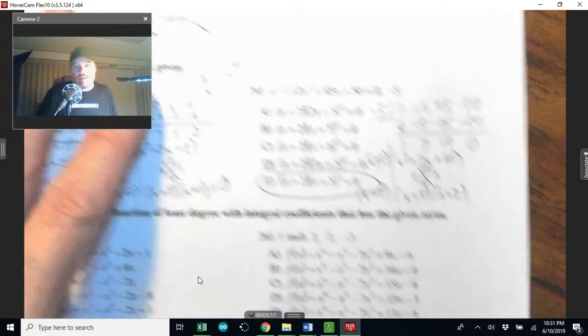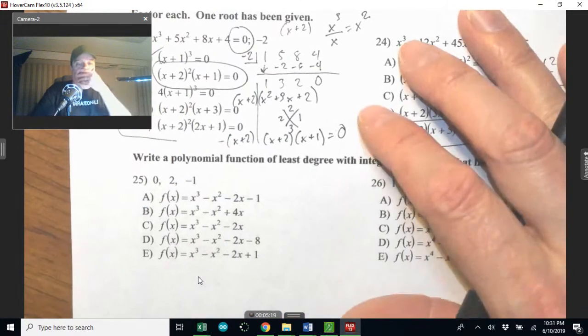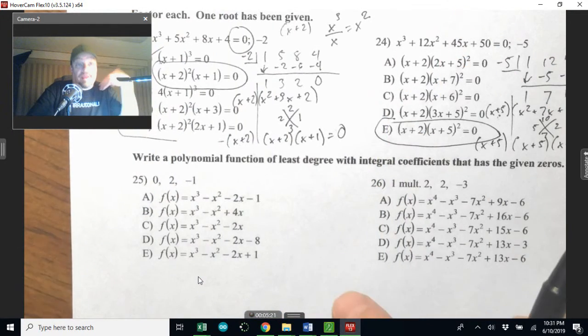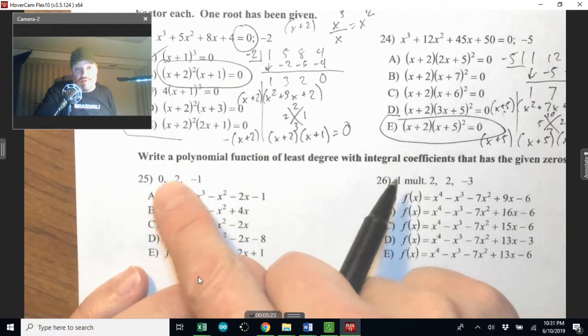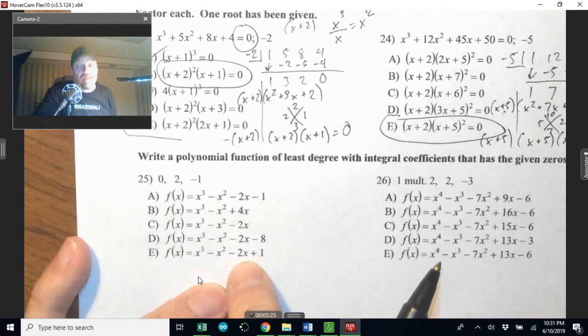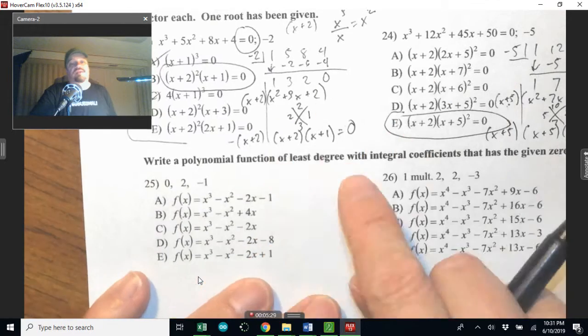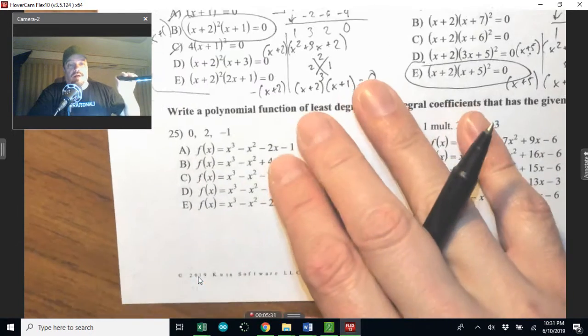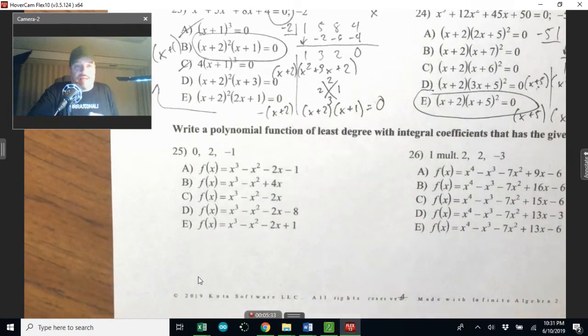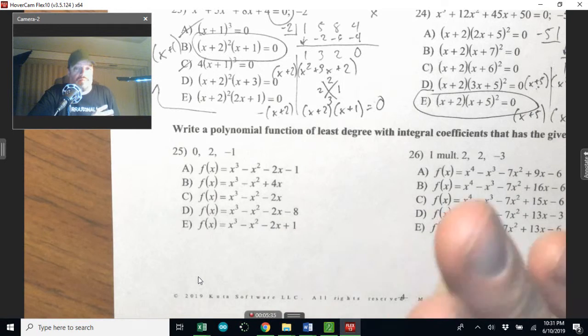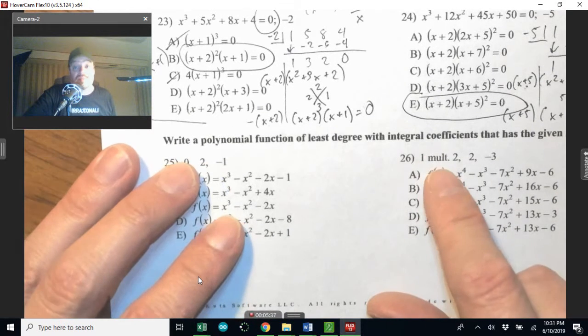Okay? All right. Now this is going the other way. This is saying I have all the factors. I want to know what the standard form is. Now this is of least degree, so it's totally not accounting for bounces or multiplicities unless they're explicitly stated.